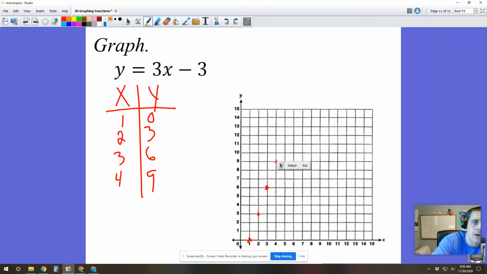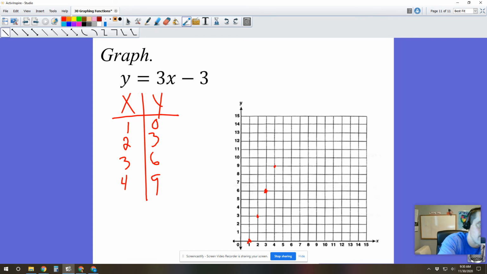Again, if everything went correctly, we should have produced a graph that is linear, meaning a perfectly straight line. So connecting my dots, mine are straight, except I just messed up that last little piece. Let me redraw that line. There we go. And there is your graph for y equals 3x minus 3.